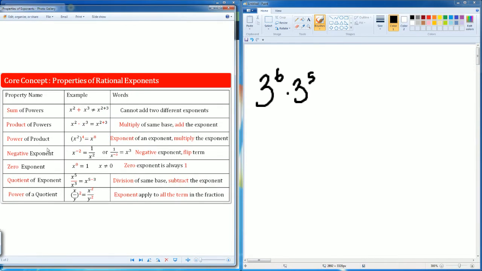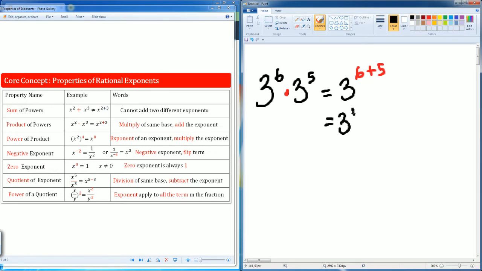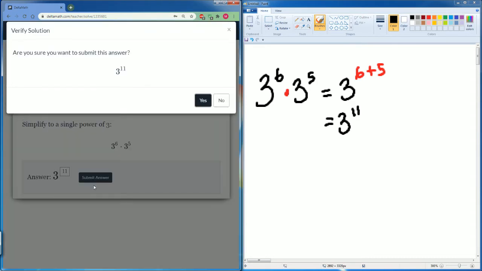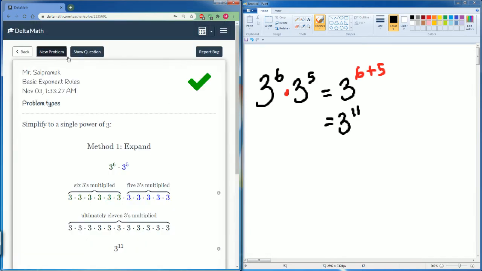If you take a look, this is a product of powers because you are multiplying the same base of 3. So what you are going to do is add the exponents. The base is still 3, and the exponents add: 6 plus 5. So the final answer is 3 to the 11th power, because this is a product of powers. So you answer 3 to the 11th power. Good.